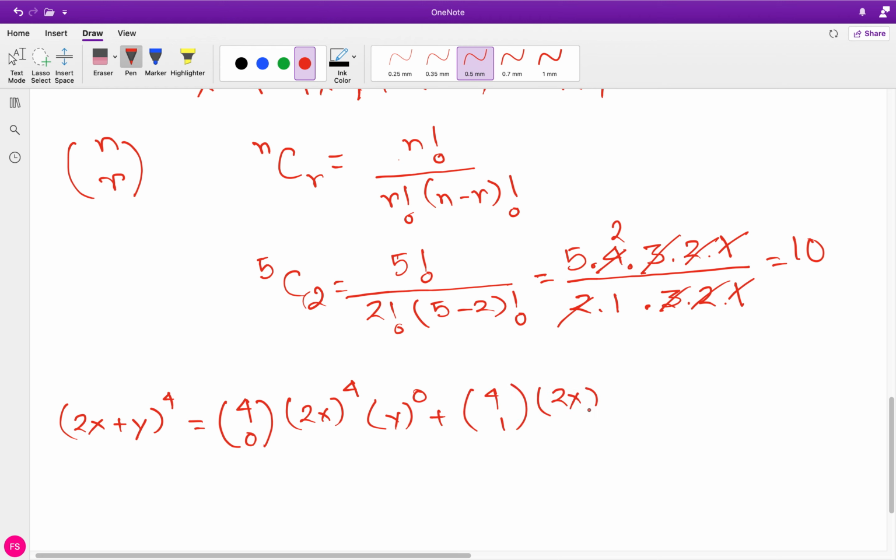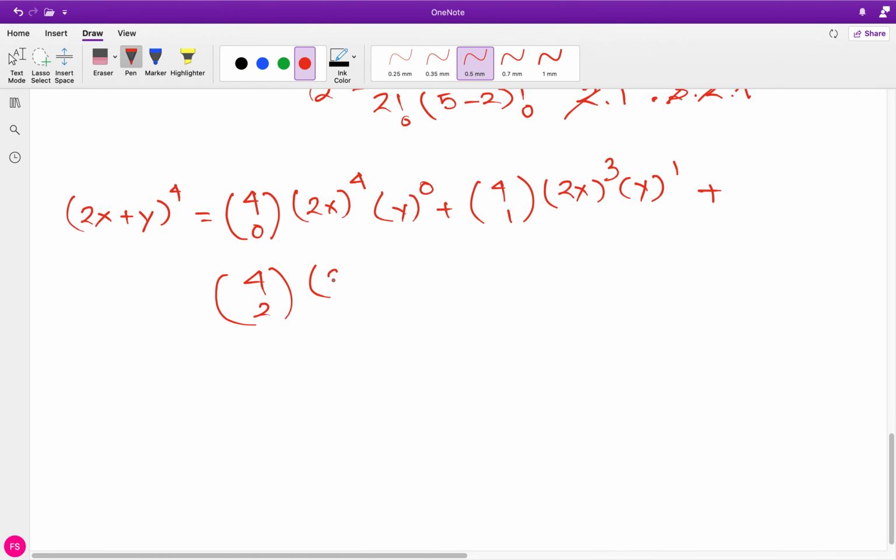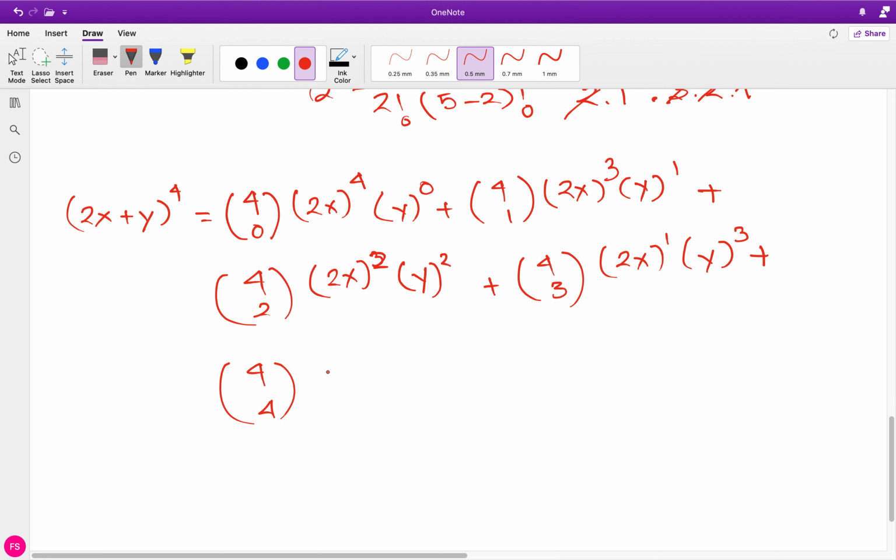Then 2x to the power of 3, y to the power of 1, plus 4C2. The n is 4, r is 2. 2x to the power of 2, y to the power of 2 as well because the r is 2, plus, oh god, this is so long, 4C3, 2x to the power of 1 and then y to the power of 3, plus 4C4. This is the last term. That means it's time to stop. 2x to the power of 0 and then y to the power of 4.